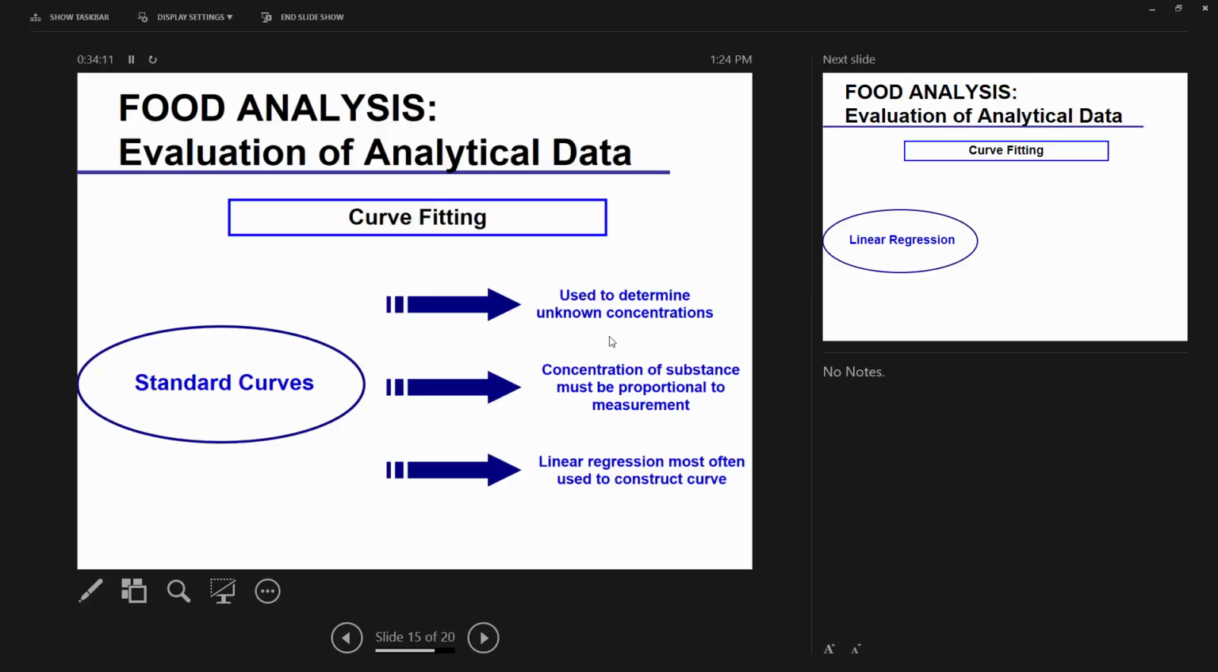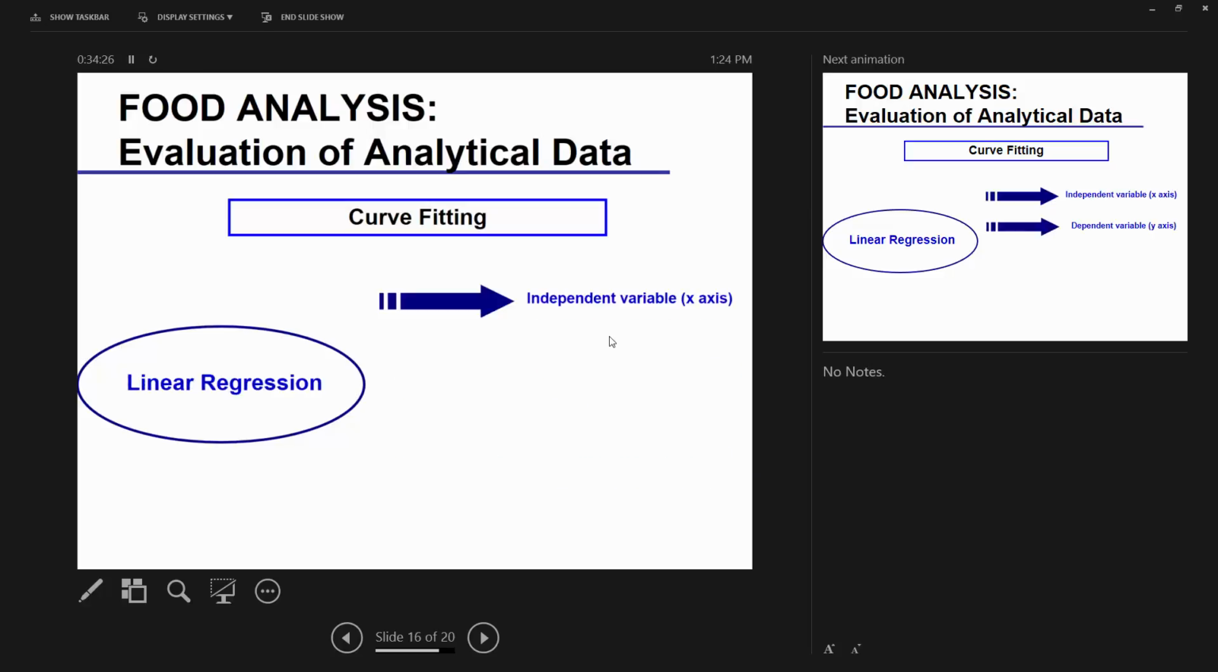And then in food analysis, mostly it's linear regression, what we do. Not quadratic, not to the power, not exponential. Only linear is what we'll be doing. So always you have your independent variable, and that would be your concentration, and the dependent variable is the measurement, whether it's an absorption or, let's say, an area under the curve.